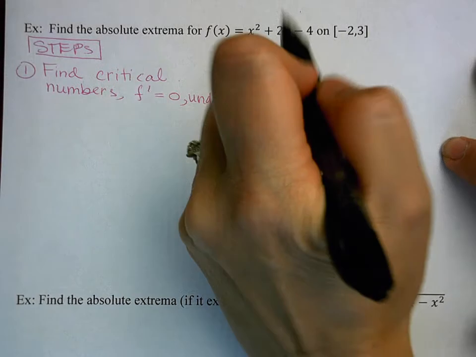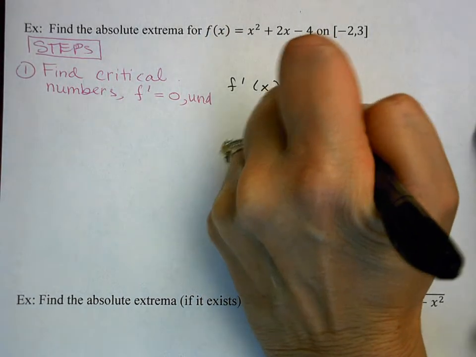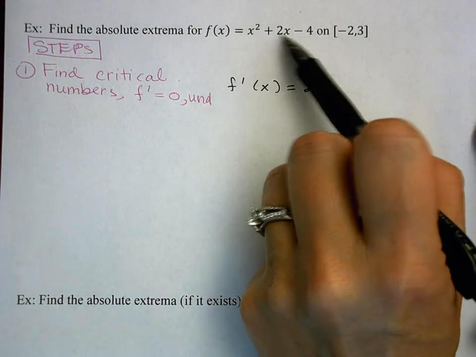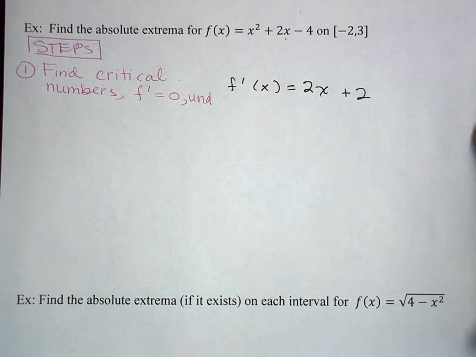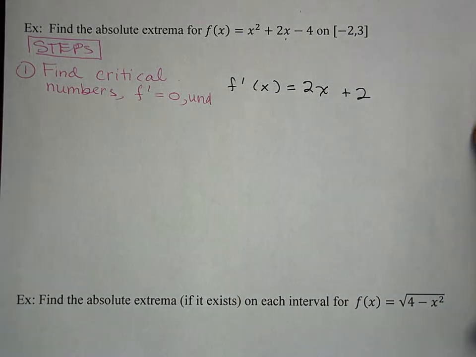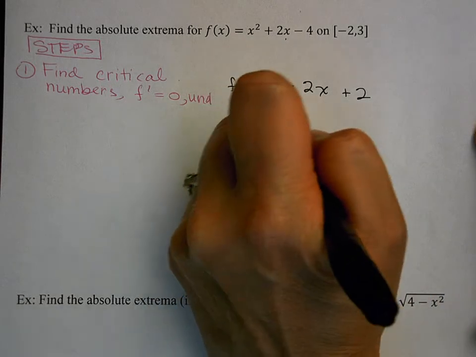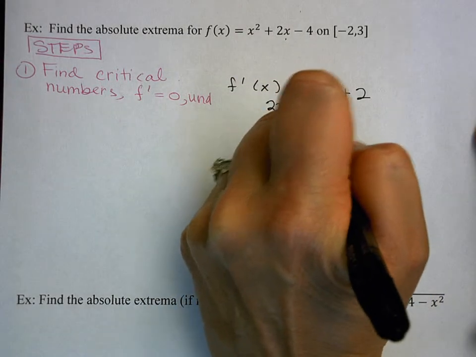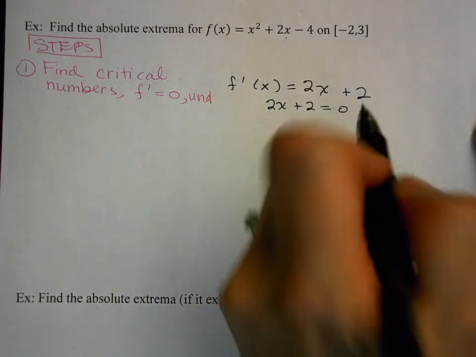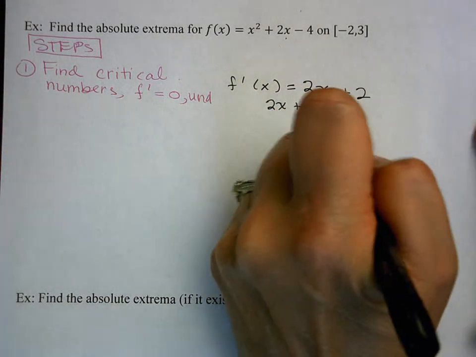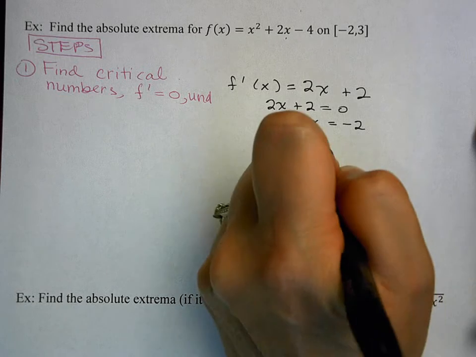So x squared's derivative is 2x, the derivative of 2x is just 2, and the derivative of a constant is 0. So take your derivative, 2x plus 2, and then we're going to set that equal to 0. No place where it's undefined, and then just solve for x. So I'm going to subtract 2 and divide by 2.